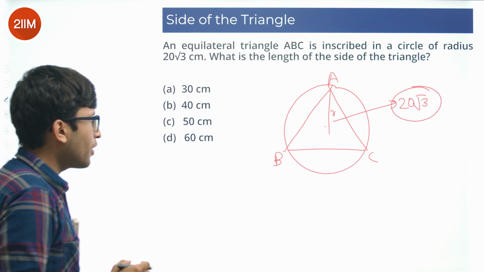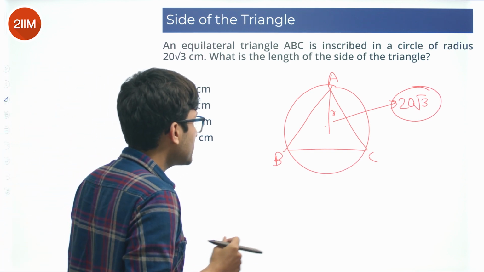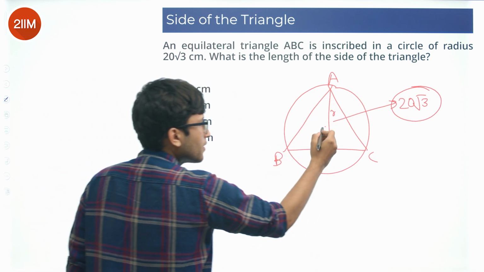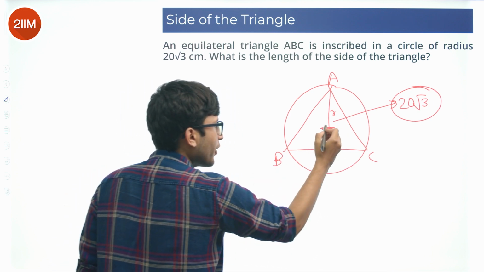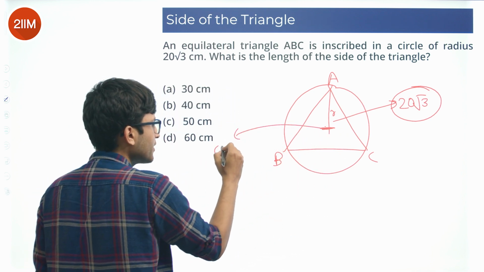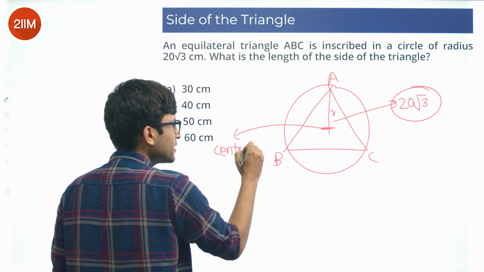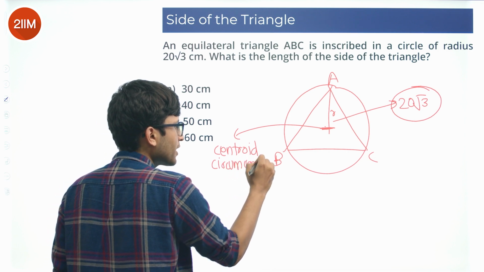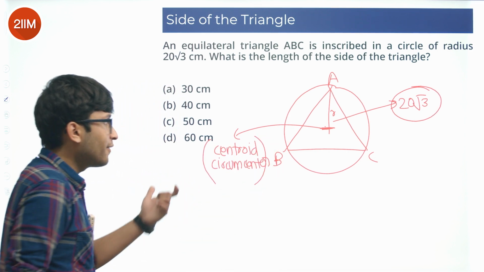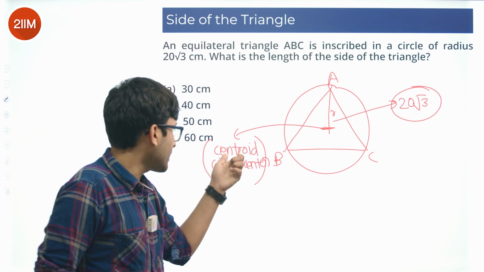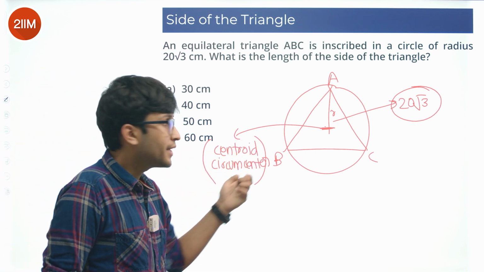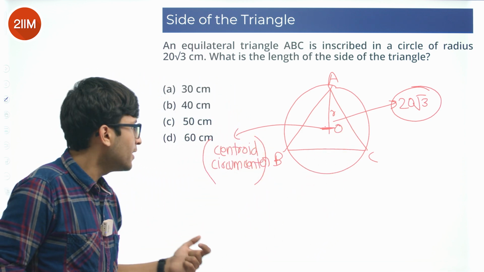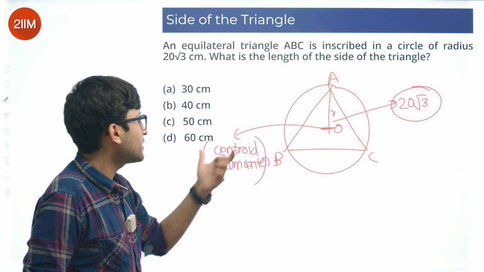First of all, there are multiple ways of solving. The best way which I can think of is this: this point is not only my circumcenter but also my centroid, because in an equilateral triangle the circumcenter, centroid, incenter and orthocenter are all the same point. Let's call it O. All four are the same point.